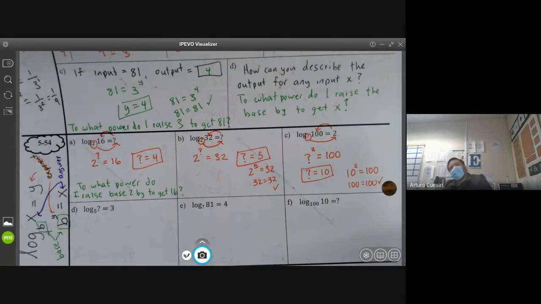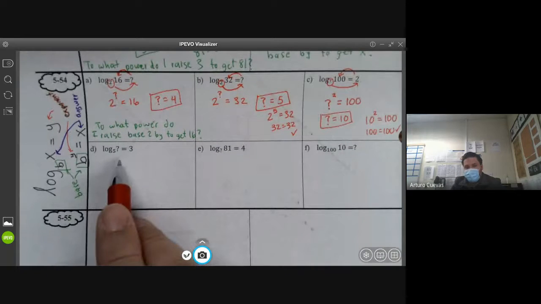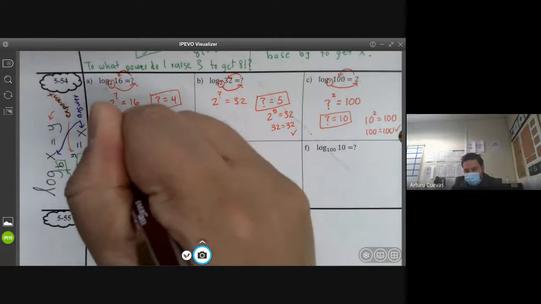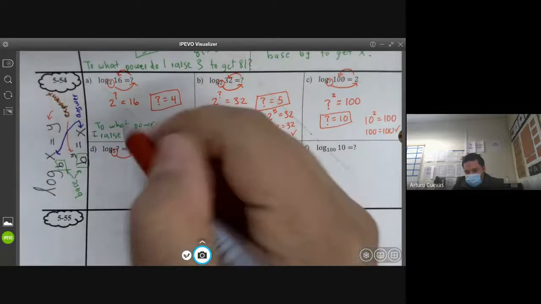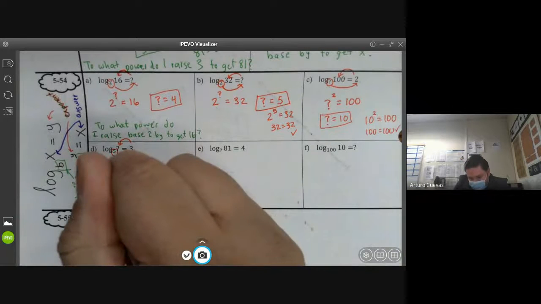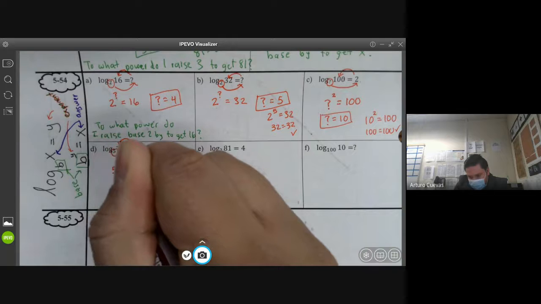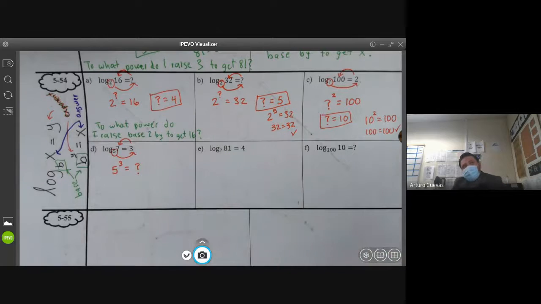I personally, when I first learned logs, I was super confused. But when the teacher drew these little arrows, it helped me so much. So let's continue doing the arrow thing. Where do I start right here for D? 5. Circle the 5. And then the arrow goes to the 3, and it comes back to the question mark. Okay, so how do I write that down? 5 to the power of 3 equals question mark. What is 5 to the 3rd power? 5 times 5 times 5?